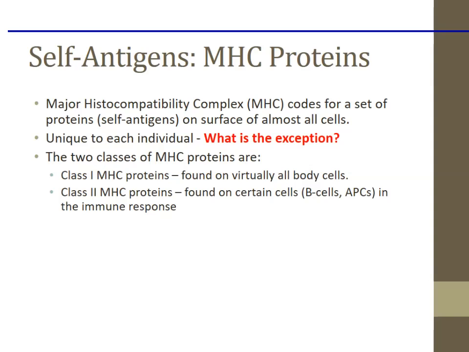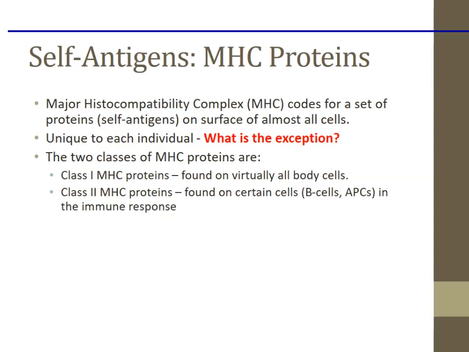Well, here's the magic. They're matched or sensitive to a receptor. So the receptor that matches a class 1 set of proteins is going to be called a CD8 receptor. The receptor that matches a class 2 set or complex of proteins is going to be a CD4 receptor.